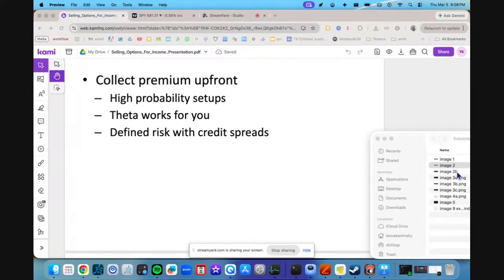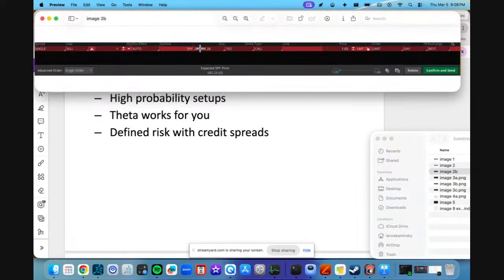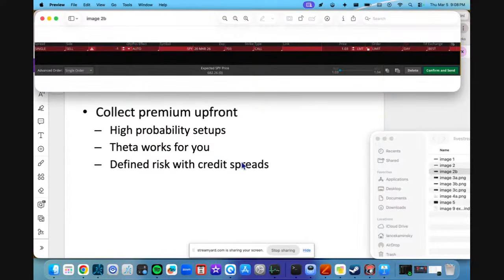I actually have a second image with this. I showed also an example that you don't necessarily want to do. You could sell call options. That's essentially a naked call in this case, because we're just selling a call and assume that you don't actually own the shares of SPY.